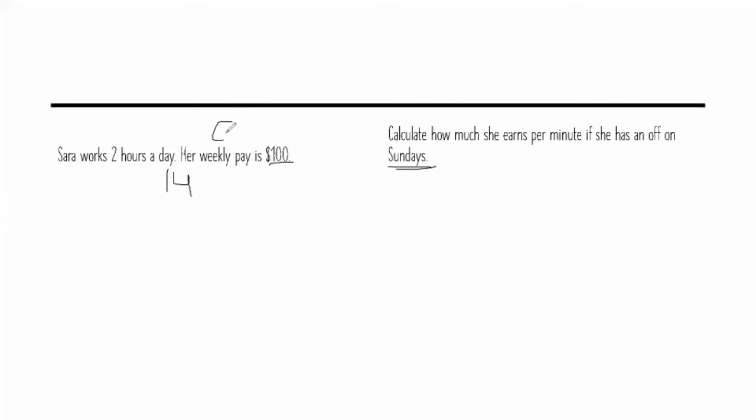Another question. Sarah works 2 hours a day. Her weekly pay is $100. So if in 7 days she's working 2 hours a day, that makes 14 hours, and her weekly pay becomes $100. But then, what does the question say after that? Calculate how much she earns per minute if she has an off on Sundays. So that means she's working 6 days a week, 2 hours per day, 12 hours, not 14. That's why reading the whole question is important.